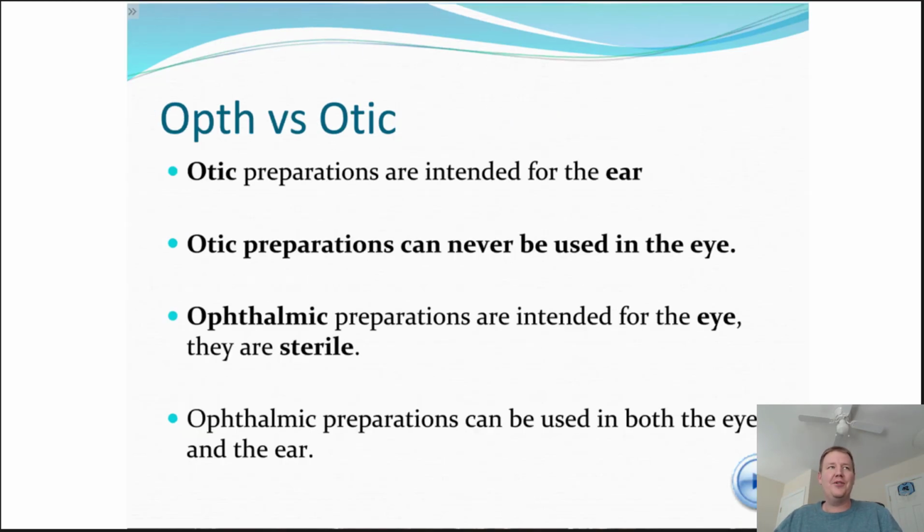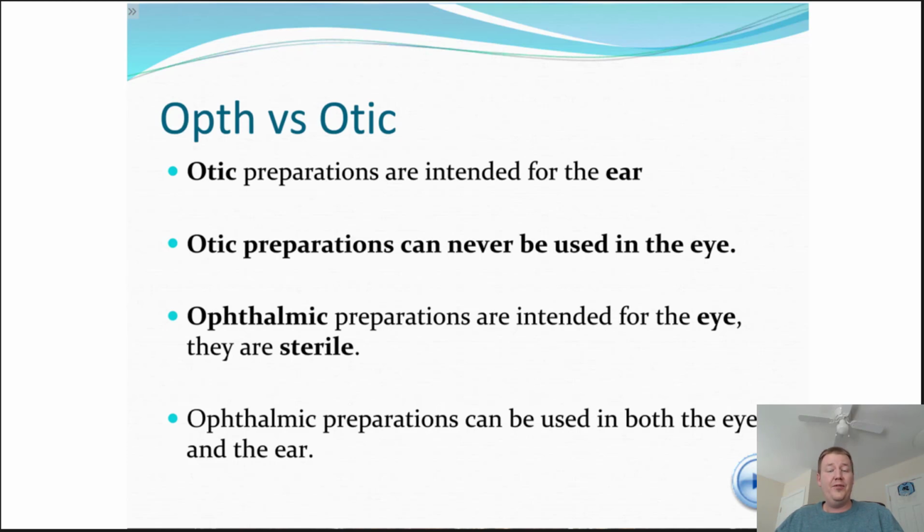Ophthalmic versus otic. This is something that will come up on the PTCB exam because so many errors can be made in this way. Most products are only available as an ophthalmic dose or as an otic dose. Cipro is one of the few exceptions. And it's also one of the errors that's consistently made in the pharmacy. An otic preparation can only be used in the ear. It's non-sterile, meaning it could have particulates in it, and that would be acceptable. An ophthalmic preparation is intended for the eye.